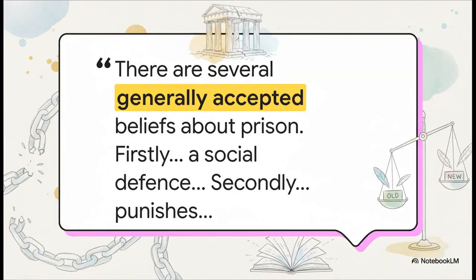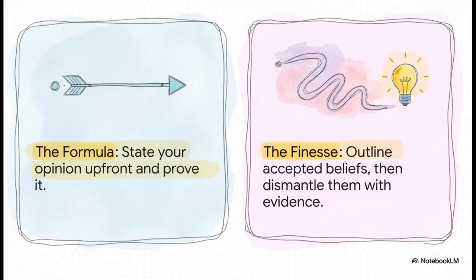Now, check out this intro from an essay about prisons. Notice what it doesn't do? It doesn't come out swinging with a strong opinion. Instead, it does something really clever. It sets up the common arguments, these generally accepted beliefs, that it's about to take apart piece by piece. So on the left, you've got the standard formula. It's direct, it's to the point, but this rebel essay on the right creates suspense. It presents the common wisdom first, pulling you in before it reveals its powerful counterargument. It's just a way more sophisticated way to play the game.